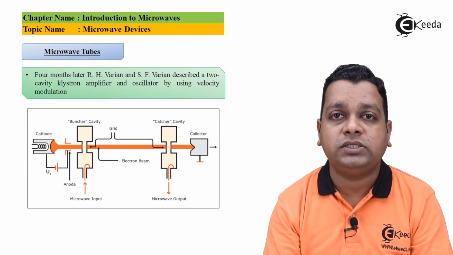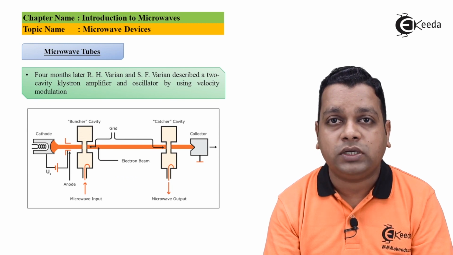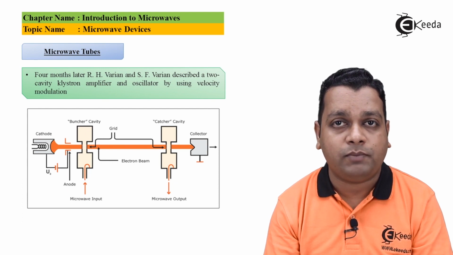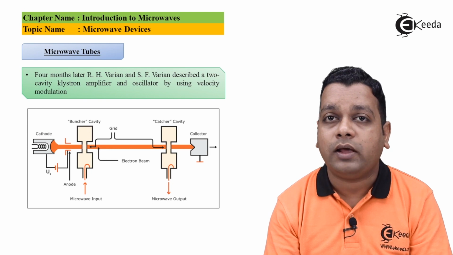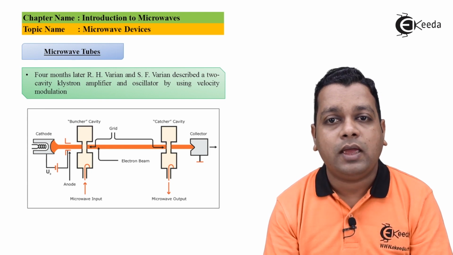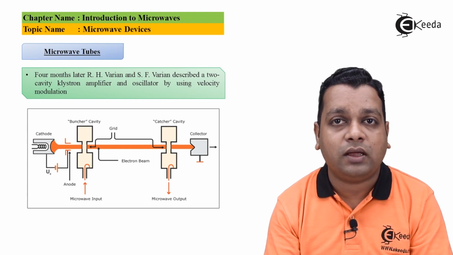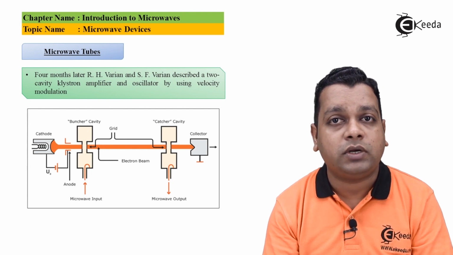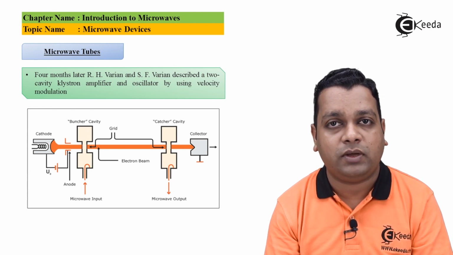The very first invention in the microwave tubes to use the velocity modulation principle was the two cavity klystron amplifier. The klystron amplifier was invented by R.H. Varian and S.F. Varian. This is a very great achievement, and it is a part of our second chapter, the microwave linear beam type tubes, that is of O type. So the details we can see there. The accompanying diagram is of the two cavity klystron amplifier.